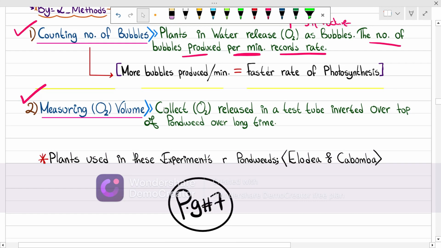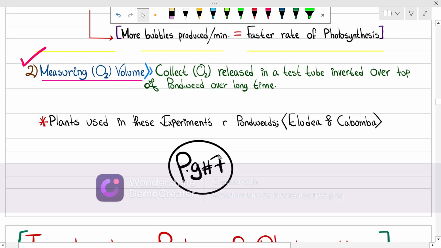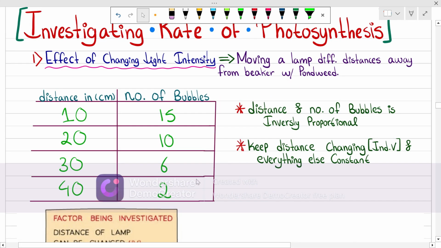The next is measuring oxygen volume. Again, the oxygen produced as bubbles is collected in a test tube inverted over a pondweed over a long time, and we measure the volume of oxygen released to determine the rate of photosynthesis. The greater the amount, the greater the rate of photosynthesis. Plants used in these experiments in our syllabus are Elodea and Cabomba.